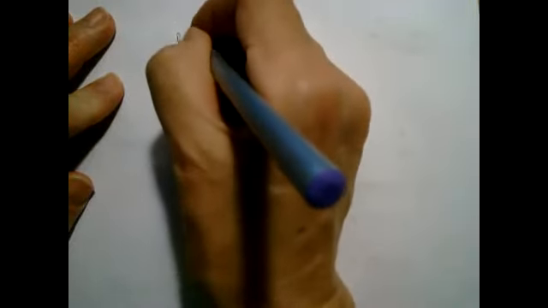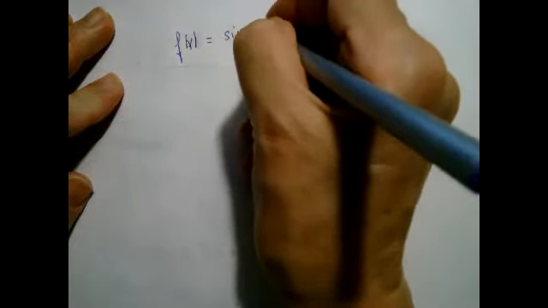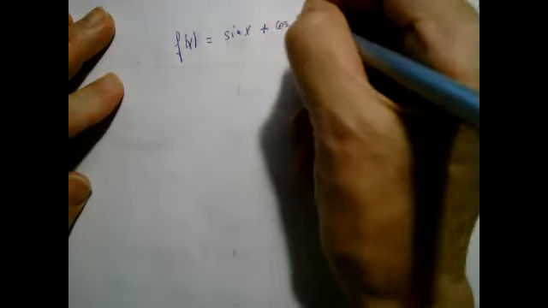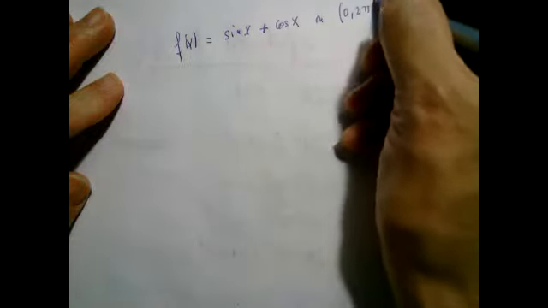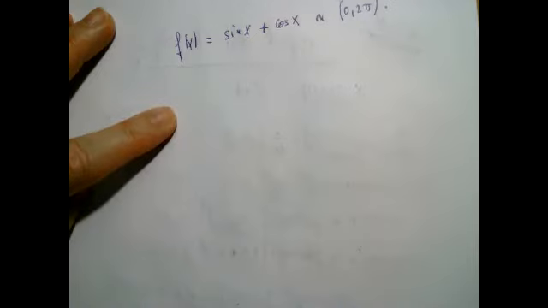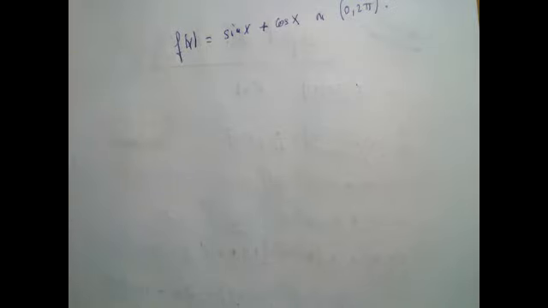All right, so we have the following function. It's sine x plus cosine x on the interval 0 to pi. And the question is, find the critical point and classify as max, min, or neither. Okay? All right. Critical point.